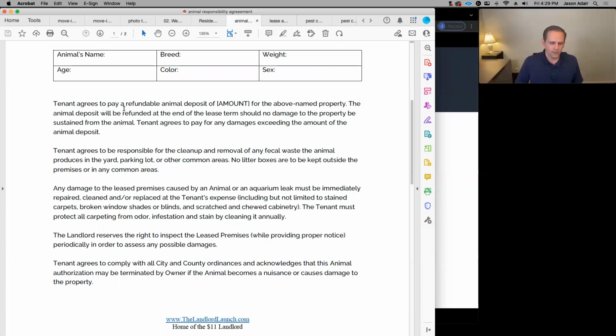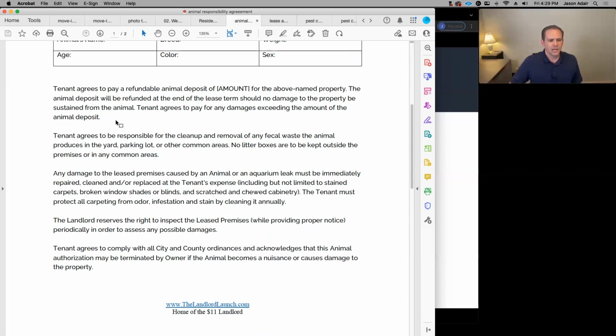But we prepare this animal agreement, the responsibility agreement, and we just don't charge for those because you can't. They're not a pet, so you can't charge animal deposits, you can't charge fees, you can't charge the rents or whatever you're going to do. But it does outline some of the conditions.